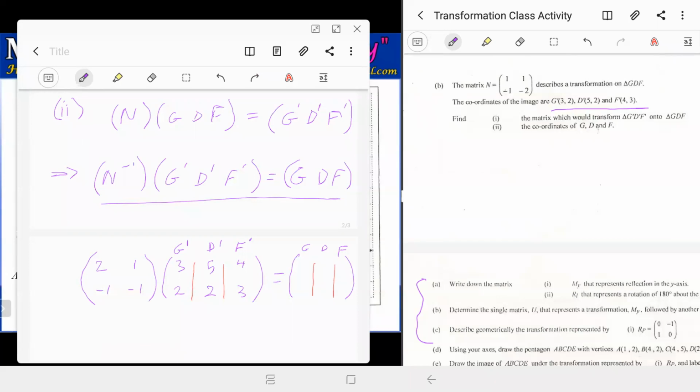So the first value here is this row times the first column. So it's going to be 2 times 3 and 1 times 2. That is 6 and 2 is 8. So this value right here is 8. Do you understand that? Yes, sir. Understand that? Good.